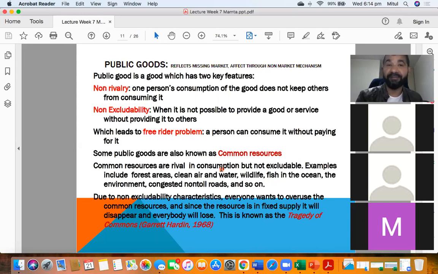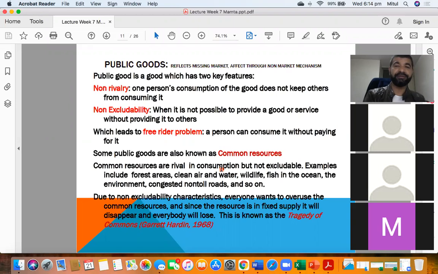Rivalry is when the number of the goods is reduced, so the other persons will have less for consumption. Okay. That's called rivalry. Now, this leads to the free rider problem. Someone starts to use an item without paying for it. That's called the free rider problem. A person can consume it without paying for it. Free rider.